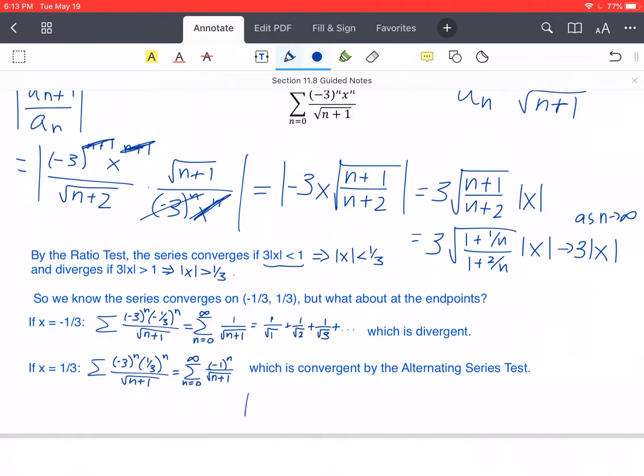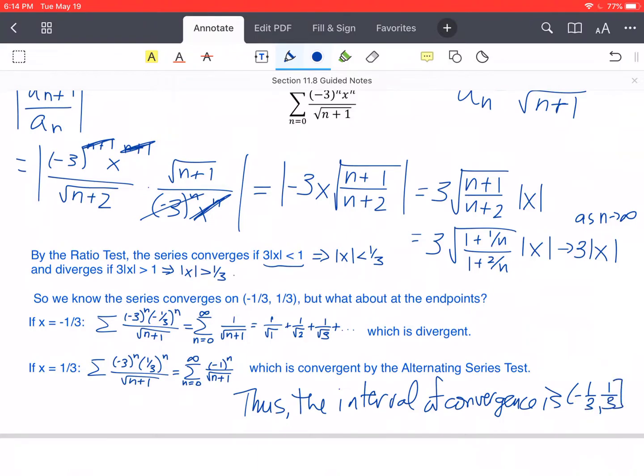So thus, the power series that we've been looking at is convergent from negative 1/3 to 1/3, but inclusive of 1/3. So the interval of convergence is negative 1/3 to 1/3, inclusive of 1/3.